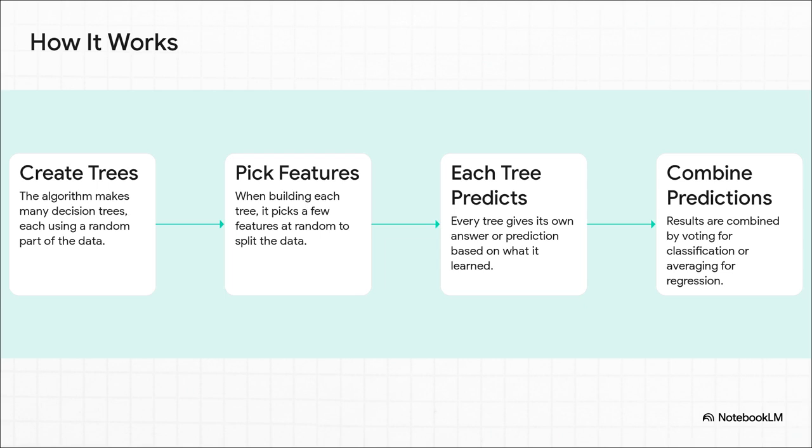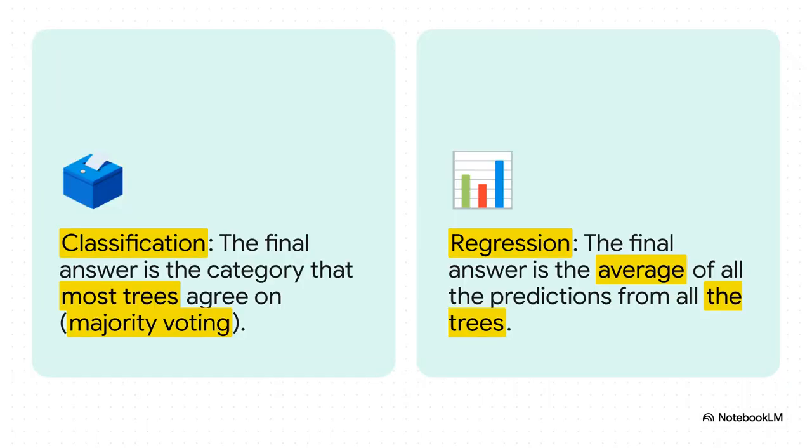Third, each of these unique trees makes its own prediction. And finally, the algorithm gathers up all those predictions and combines them. So how does it combine them? Well, it depends on what you're asking.